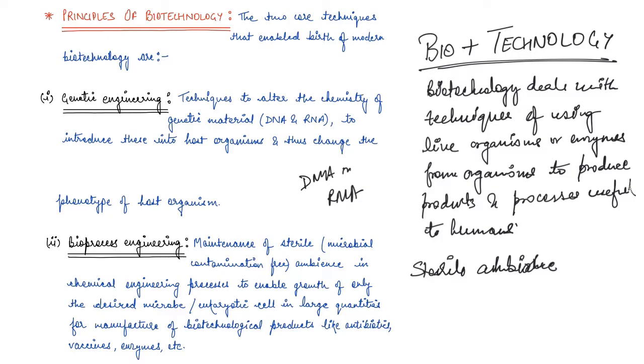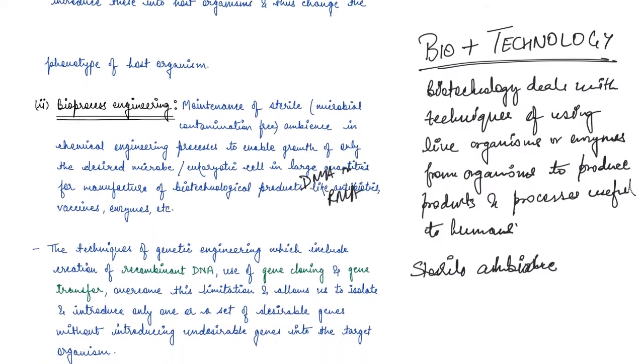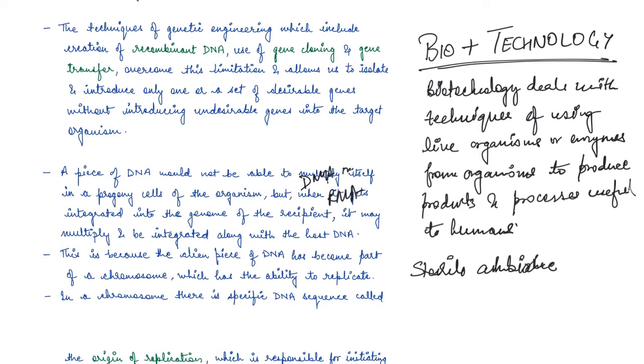So basically, what we do is we maintain sterile ambience through bioprocess engineering, right? So basically, what we have seen is that there are two core techniques that enable the birth of modern biotechnology. One is genetic engineering, and the other one is bioprocess engineering. Now let's get into some details for these two techniques.